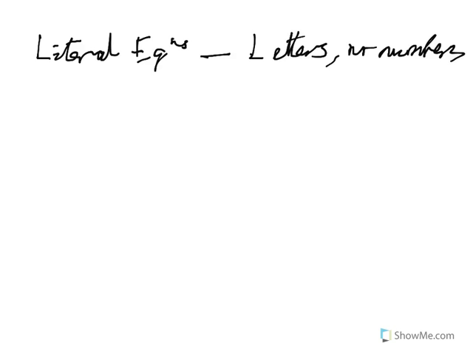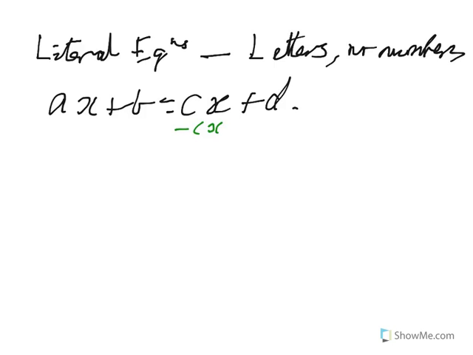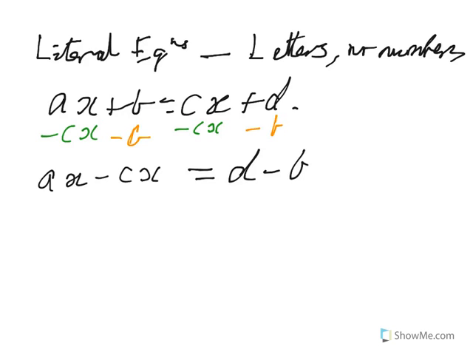Alright, so an example of a literal equation is ax plus b equals cx plus d. And the same rules apply by undoing things. Again, we've got x's on both sides, we need them on one side. So I'm going to take cx from both sides. I'm going to do two things at once here. I'm going to remove the b from the left-hand side by taking b. So when I do that, I've got ax minus cx equals d minus b.